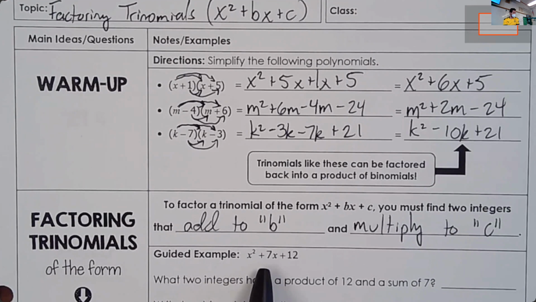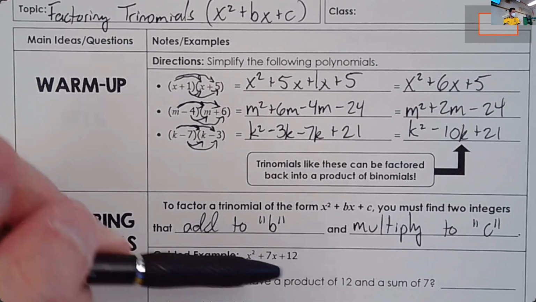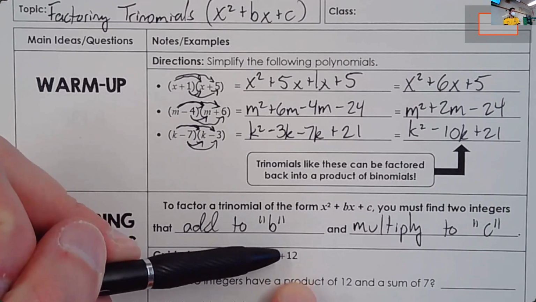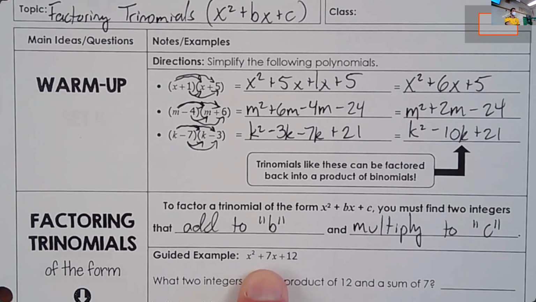plus 7x, so b equals 7, plus 12, c equals 12. So what we're trying to figure out here are two integers that add up to equal the middle number, 7, and the same two numbers that also multiply to equal 12. And it's always best, I think, to start with the multiplication. So look at the last number first, that's a positive 12. What two numbers can you multiply to equal 12 that also add to equal 7?